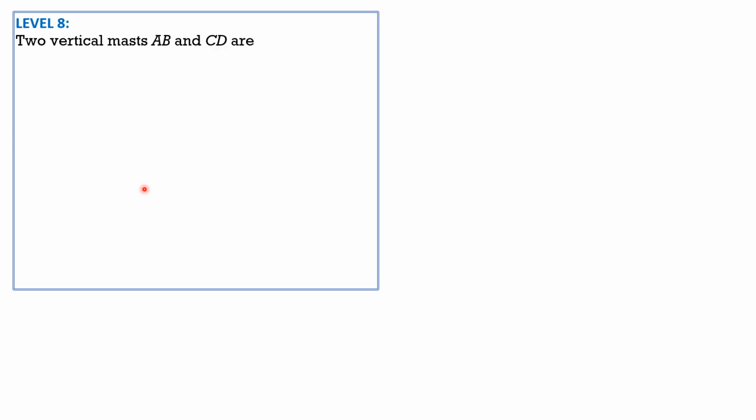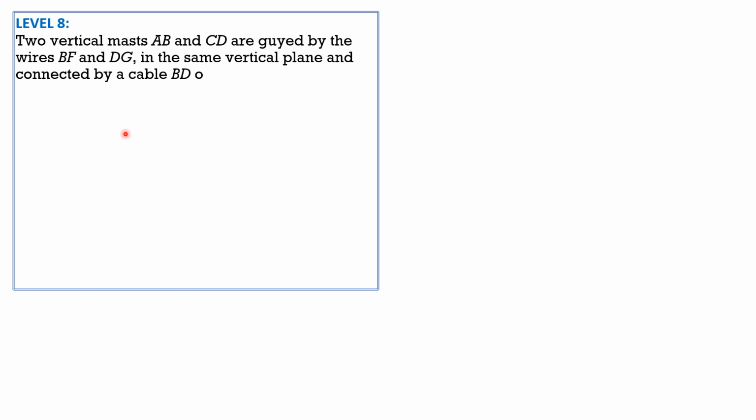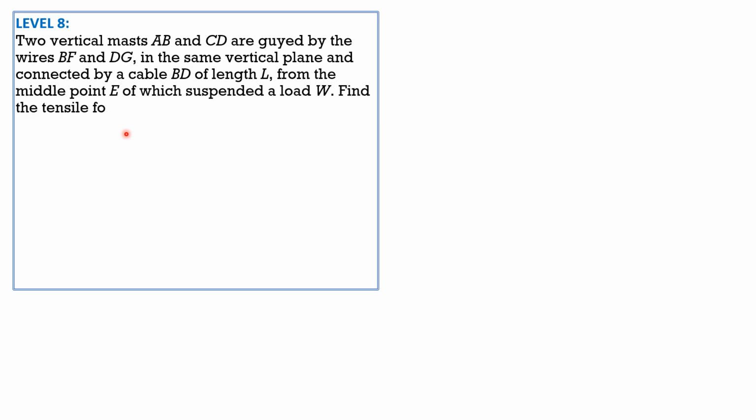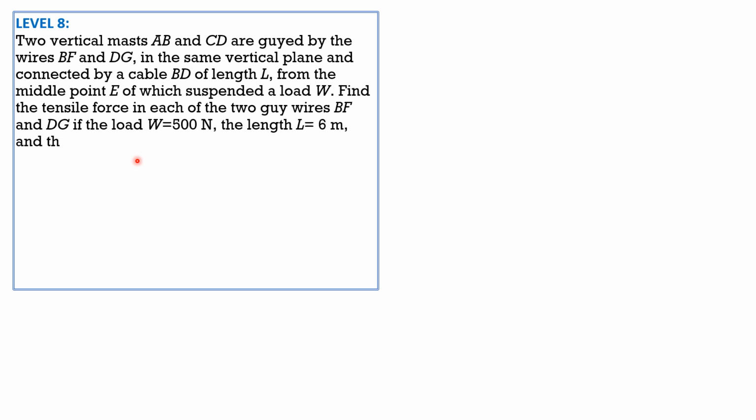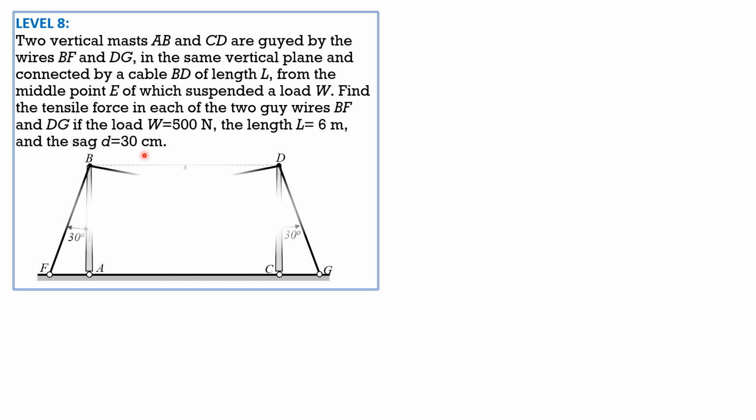Two vertical masts AB and CD are guided by the wires BF and DG in the same vertical plane and connected by a cable BD of length L, from the middle point E of which is suspended a load W. Find the tensile force in each of the two guy wires BF and DG if the load W is 500 newtons, the length L of BD is 6 meters, and the sag D is 30 cm. 30 cm is 0.3 meter. So this is 0.3 meter. BD is 6 meters, therefore half of BD is 3 meters.